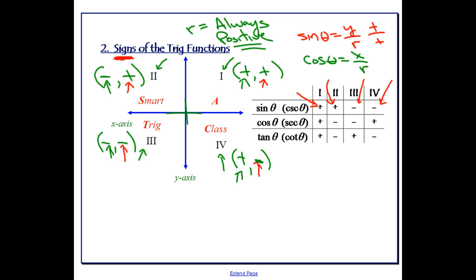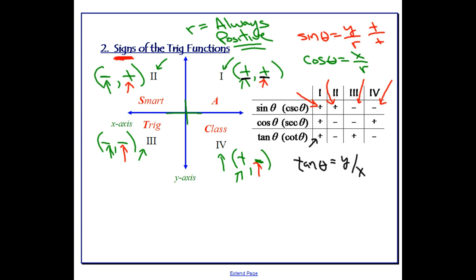And then maybe slightly more interesting is the tangent. The tangent is, remember what that is? It's y over x. If you don't remember what it is, you'll want to think through that and memorize that. It's an important fact to memorize. Tangent is y over x. So if you look here, x and y are both positive. So in the first quadrant, tangent's positive.